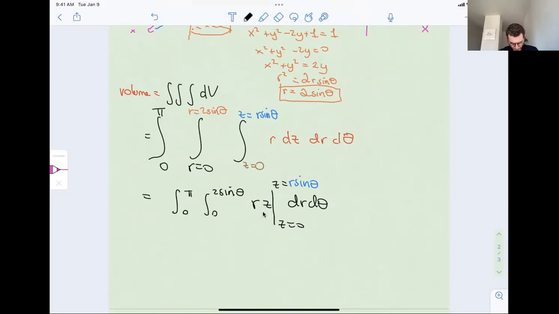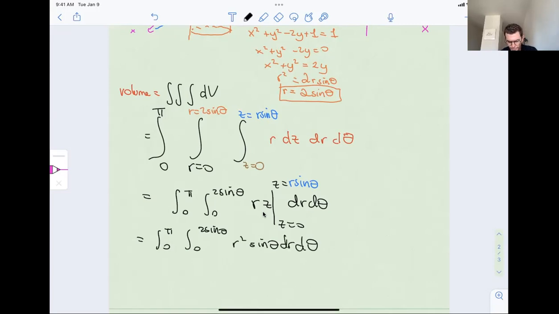And now we have to evaluate. So you get the integral from 0 to pi, 0 to 2 sine of theta, and then this just becomes r squared sine of theta. Good. Is that okay? So far, so good. And sorry, I forgot the dr.